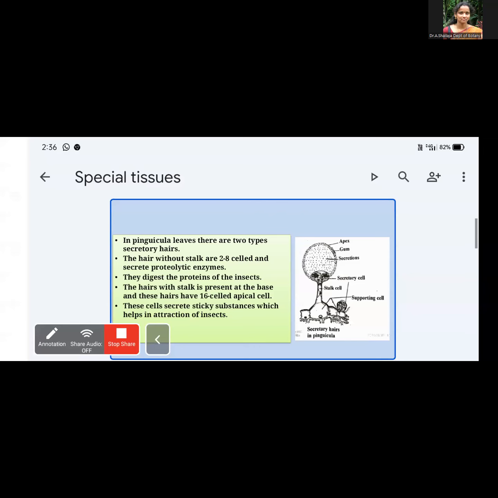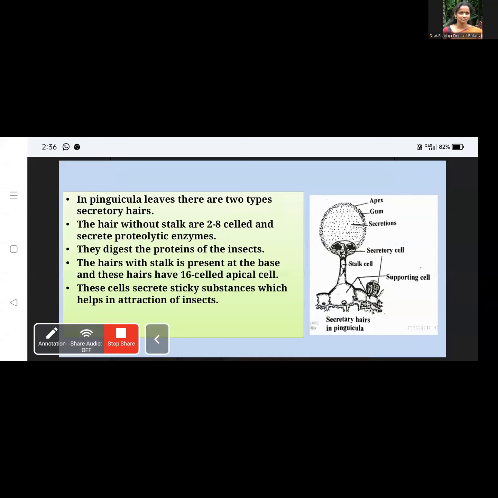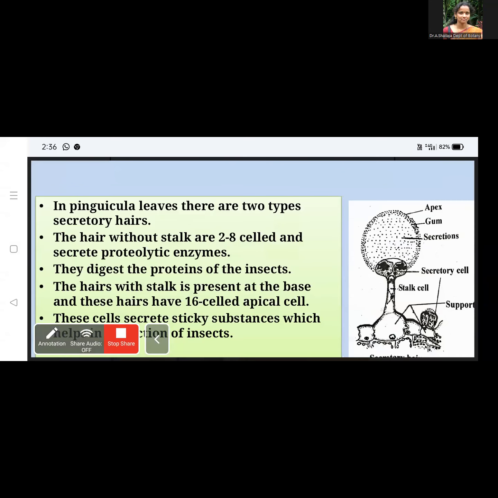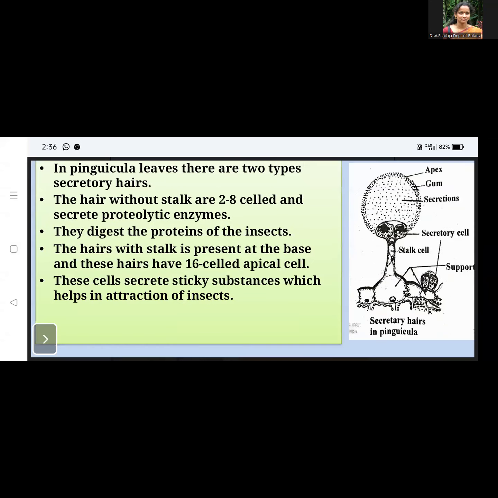Okay. So, in the Pinguicula leaves, there are two types of secretory hairs. The hair without stalk, that is 2 to 8 celled, secretes proteolytic enzymes. They digest the proteins of the insects. The hairs with stalk are present at the base, and these hairs have a 16-celled apical cell. So, without stalk, that is 2 to 8 celled. With stalk, a 16-celled apical cell is present in the Pinguicula. These cells secrete sticky substances which help in the attraction of insects.